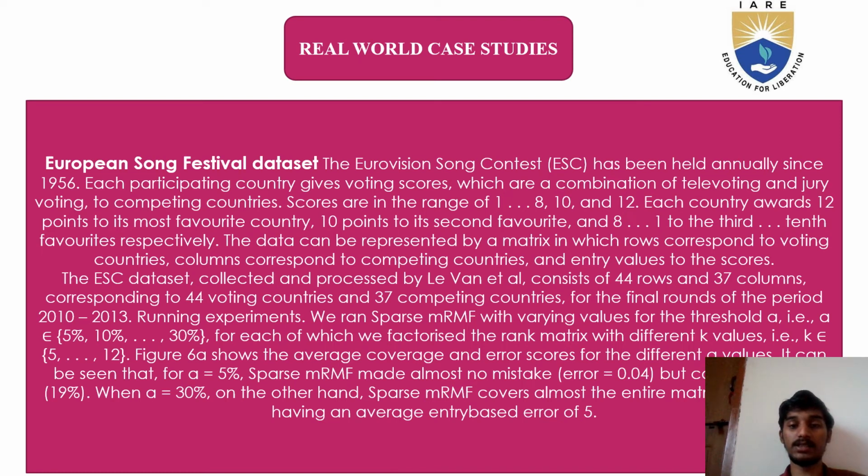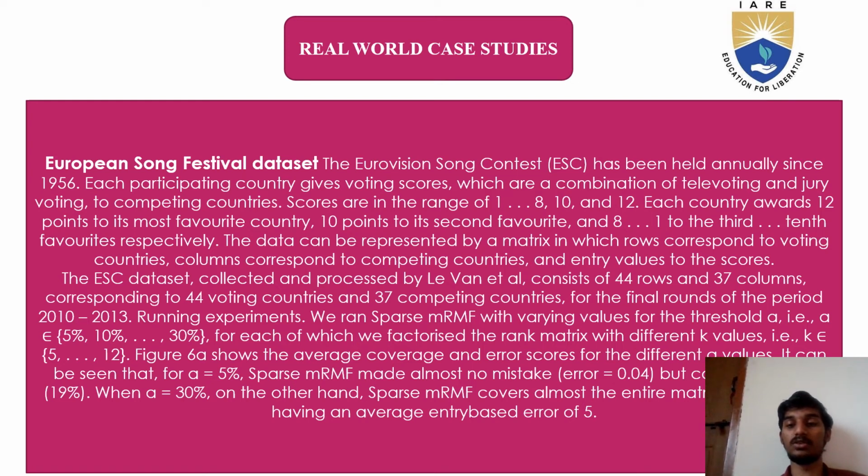The data can be represented by a matrix in which rows correspond to voting countries, columns correspond to competing countries, and entry values to scores. The ESC dataset collected and processed by Levan et al. consists of 44 rows and 37 columns, corresponding to 44 voting countries and 37 competing countries.